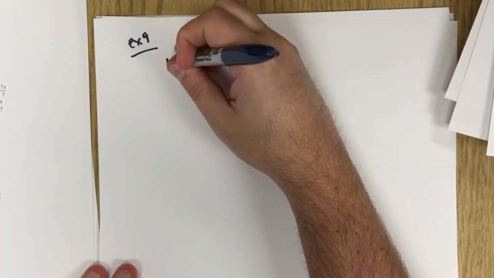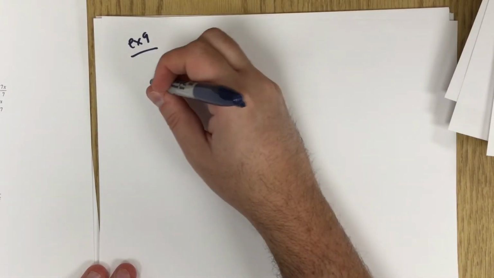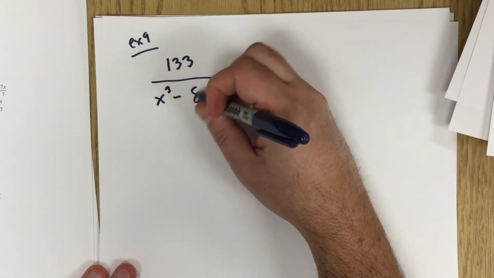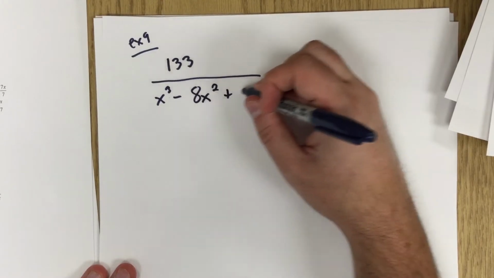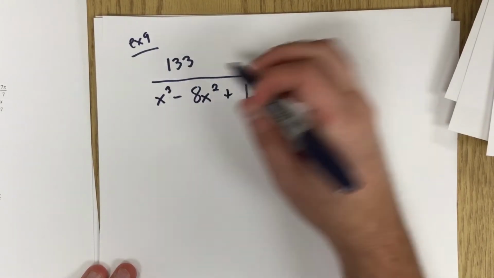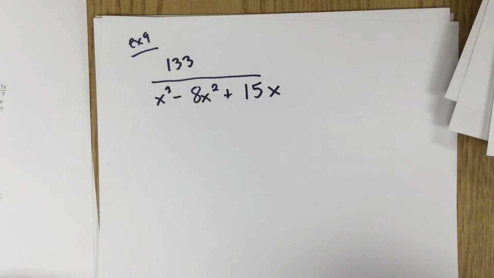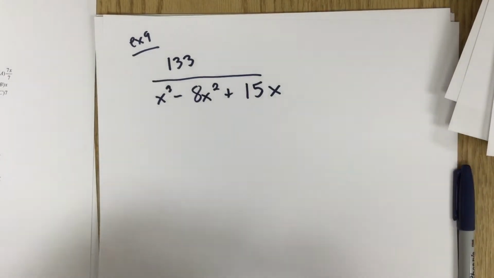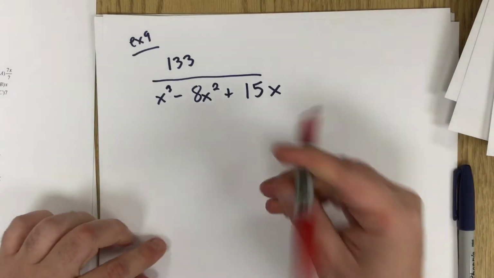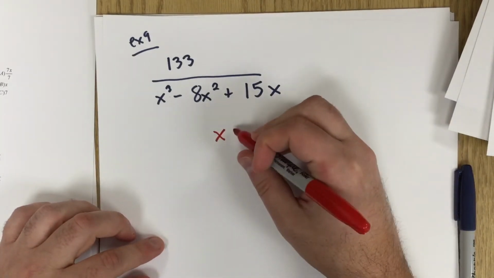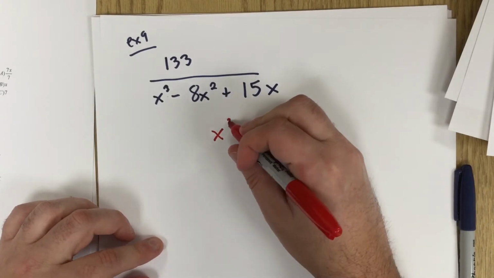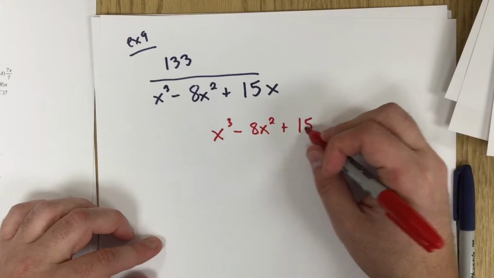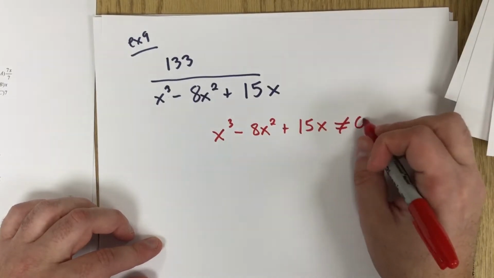So what we have now is 133 over x cubed minus 8x squared plus 15x. That's a cubed. A little bit hard to see. I see that. So, same stuff. We want the bottom not to equal 0. So x cubed minus 8x squared plus 15x cannot be 0.